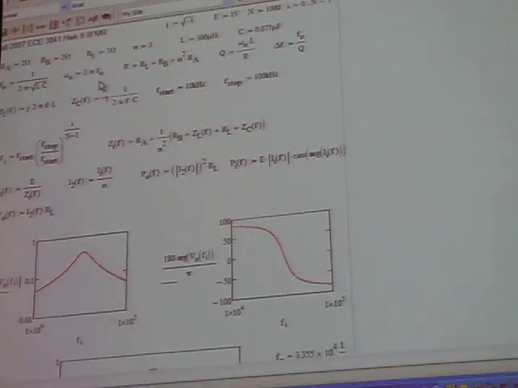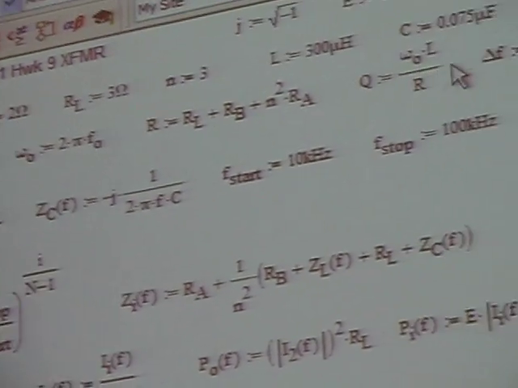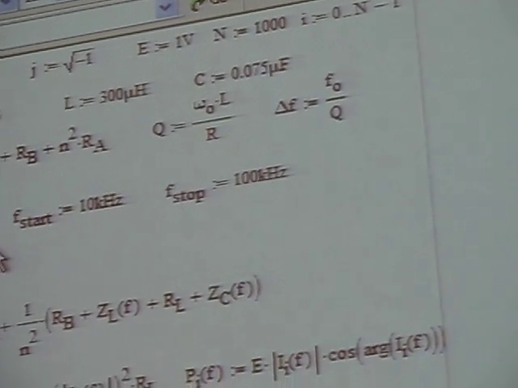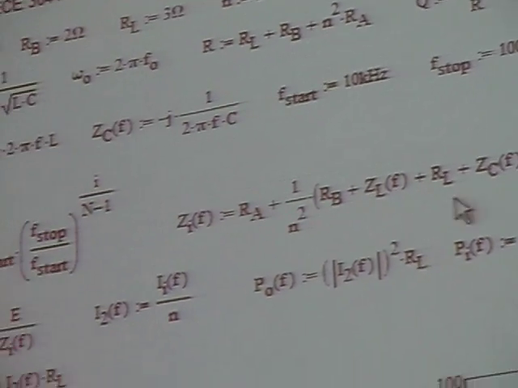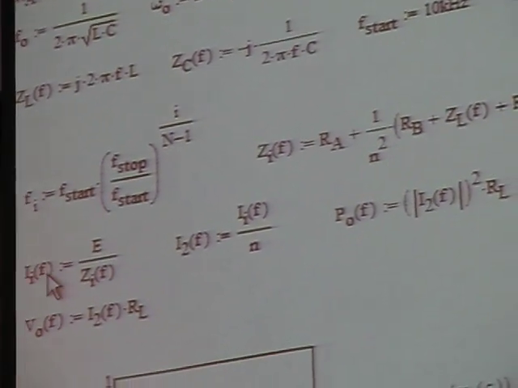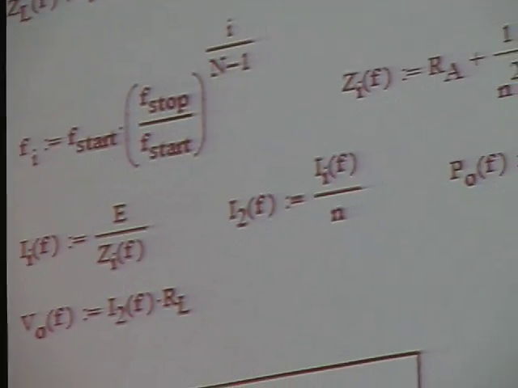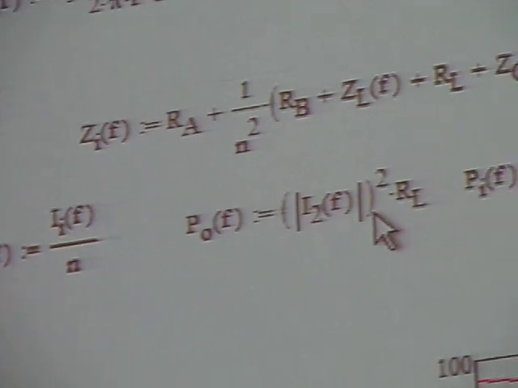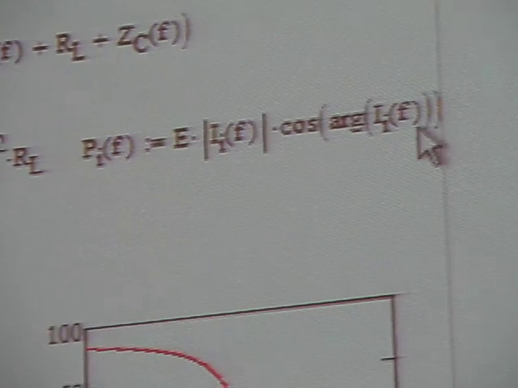And so these are just the equations, and J is the square root of minus 1, and so forth. This is the R. So then the Q's make it all over R. This is the impedance of the inductor, the impedance of the capacitor. This is V sub I as a function of F. The input current is a function of F, the secondary current. The output power is either the voltage squared over R sub L, or the secondary current squared times R sub L. The input power is V times I times the cosine.